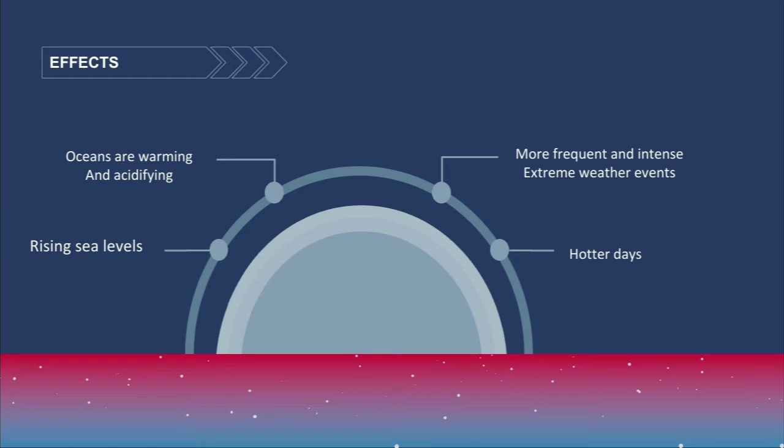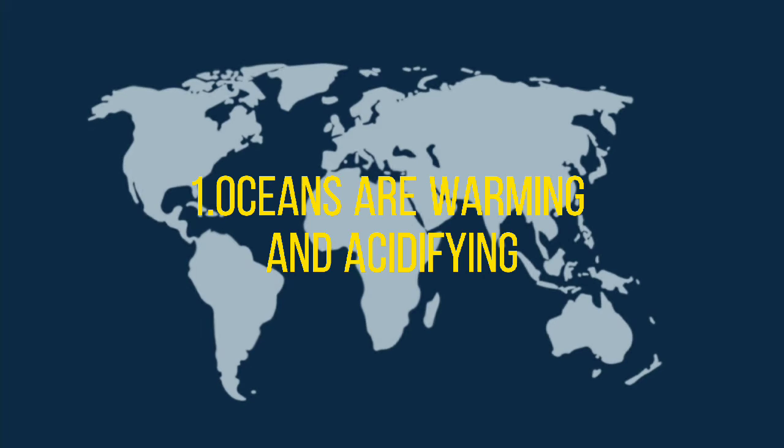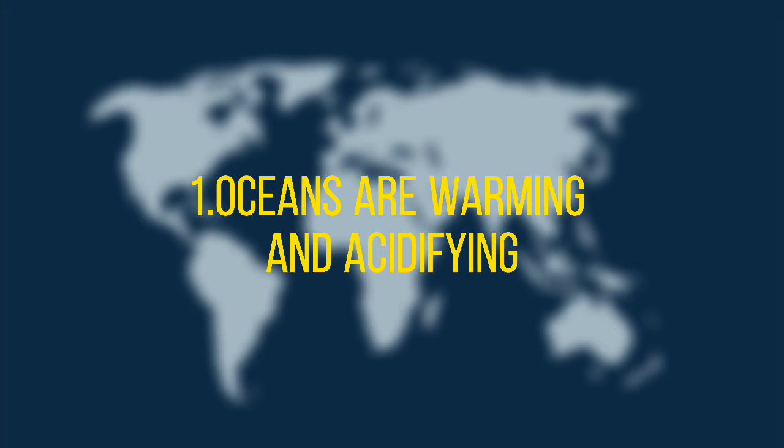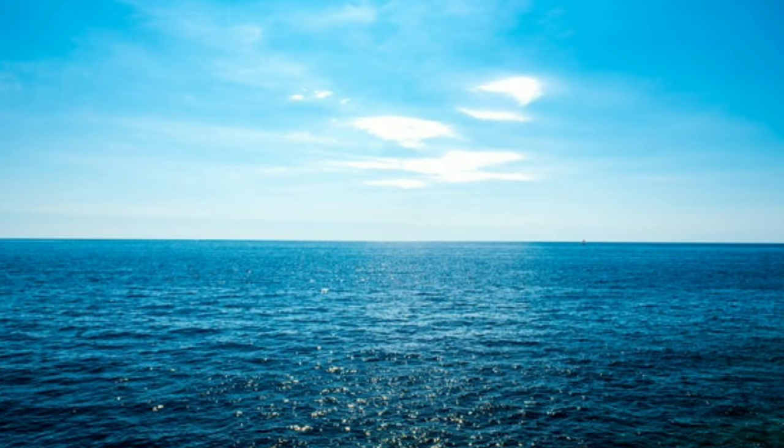Next is the effects of global warming. Number 1 is oceans are warming and acidifying. The oceans have absorbed most of the extra heat and carbon dioxide so far, more than the air, making the seas both warmer and more acidic.